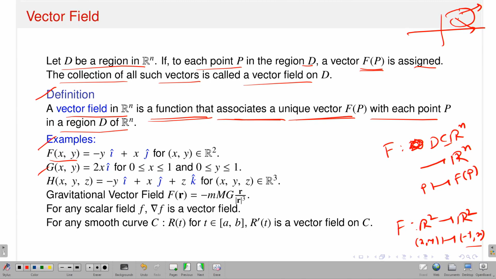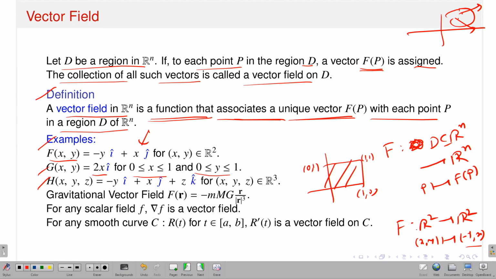Another example, G of x y, which is 2x times i cap, while x is running from 0 to 1 and y is running from 0 to 1. Of course, here I am specifying that my domain is the square, with x running from 0 to 1 and y running from 0 to 1. So this is 1 comma 0, this is 0 comma 1 and this is 1 comma 1. This is the domain I am talking about. To each point I am associating a vector, which is 2x i cap. Then another example is capital H, which is minus y i cap plus x j cap plus z k cap. So the z coordinate I am keeping as it is and the x y coordinates I am flipping.